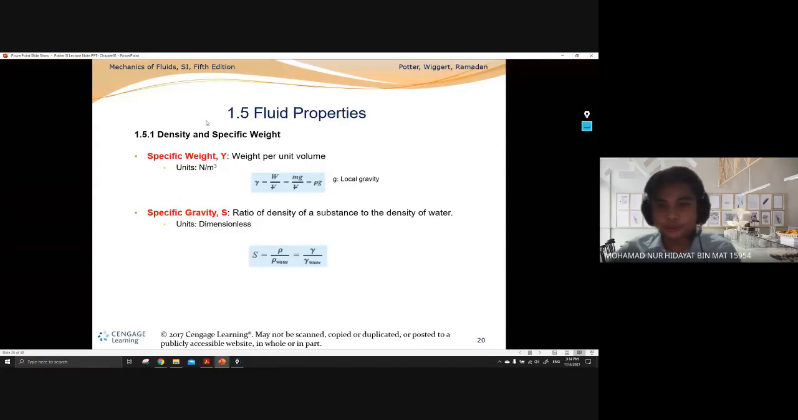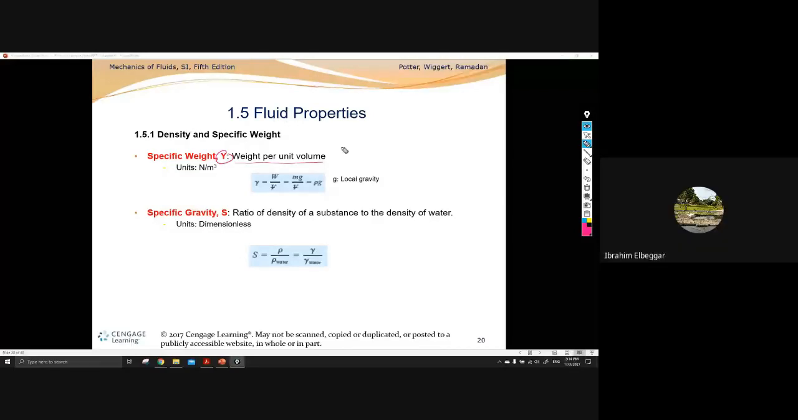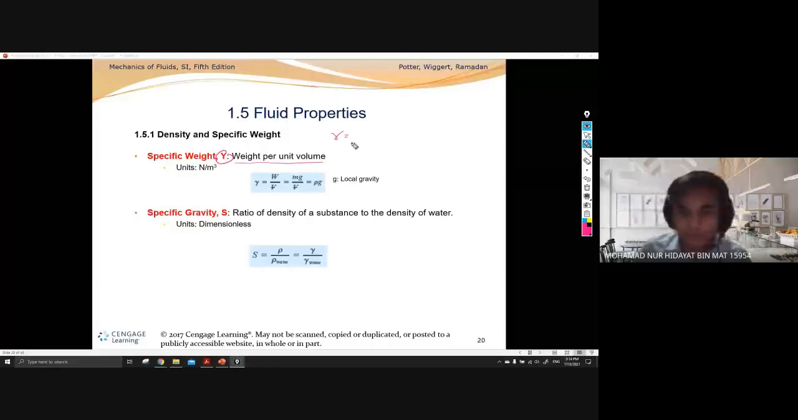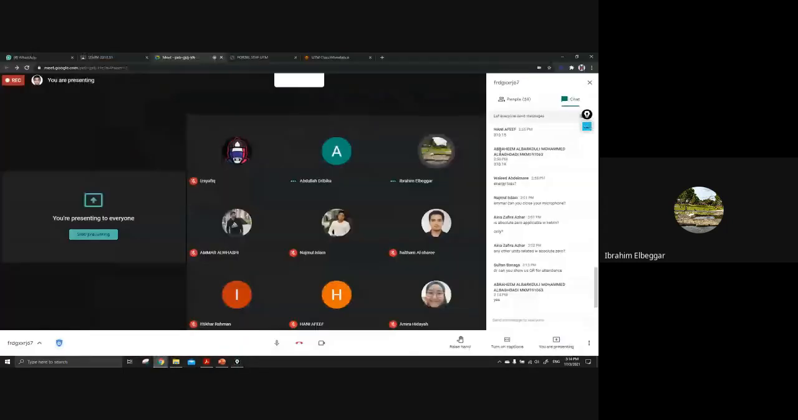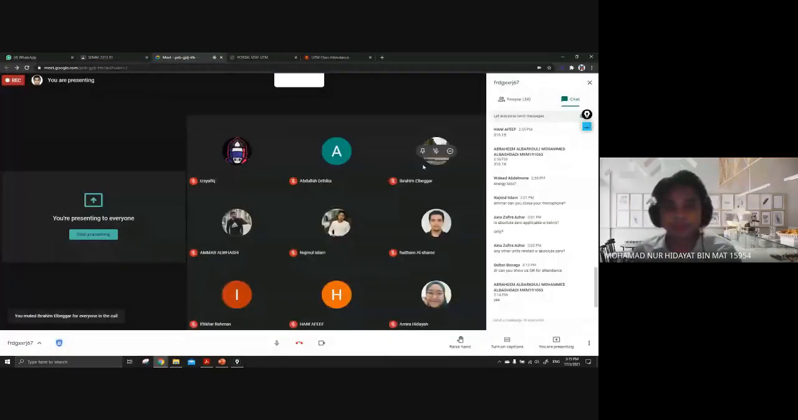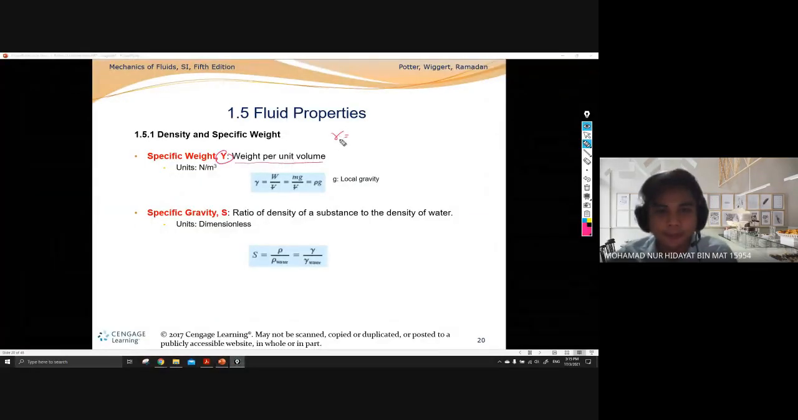So, specific weight is actually gamma. Specific weight, the symbol is gamma. Anyone, can you mute your sound because I can hear my echo. Okay, thank you. So, specific weight, the symbol is gamma.